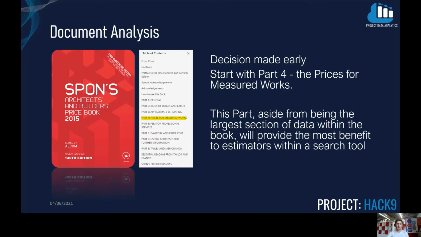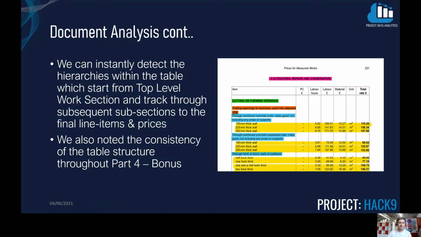We made a decision early on to start with part 4, the prices for measured works. This part, aside from being the largest section of data within the book, will provide the most benefit to estimators within a search tool. We can instantly detect the hierarchies within the table, which start from the top level work section and track through each subsequent subsection to the final line items and prices. We also noted the consistency of the table structure throughout part 4, which was a bonus.